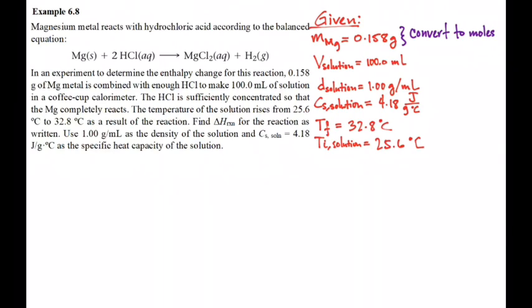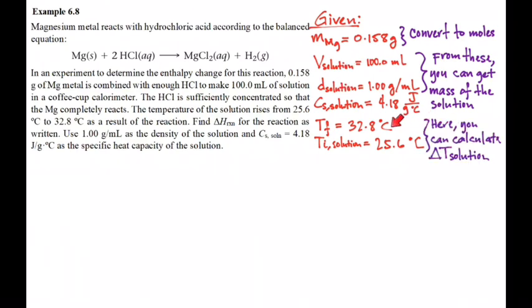So the first thing that you want to do is convert the mass of magnesium into moles of magnesium, because what we're trying to find here is the heat generated per mole of magnesium. So we have to divide by the amount of moles of magnesium, and we're going to convert that to moles first. Then we can calculate the mass of the solution by multiplying the volume of the solution times the density of the solution. And then we can determine the change in temperature of the solution by taking the difference between the two numbers here.